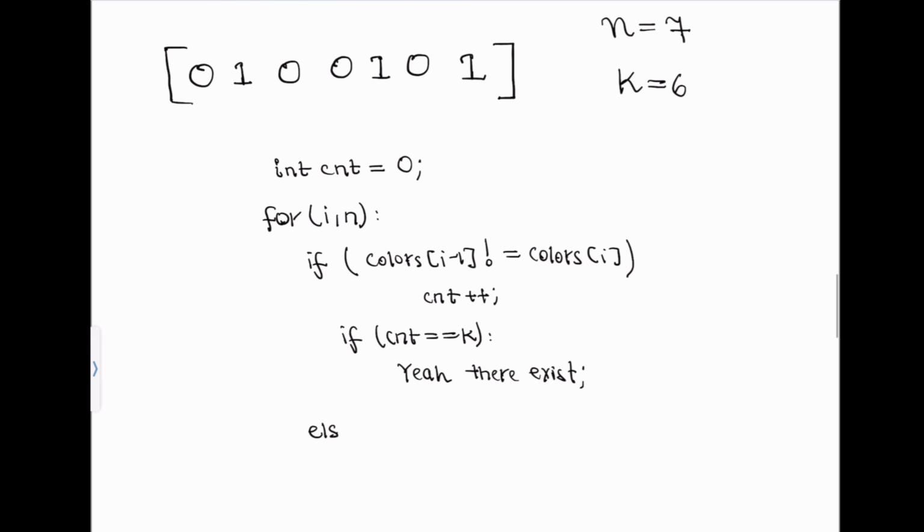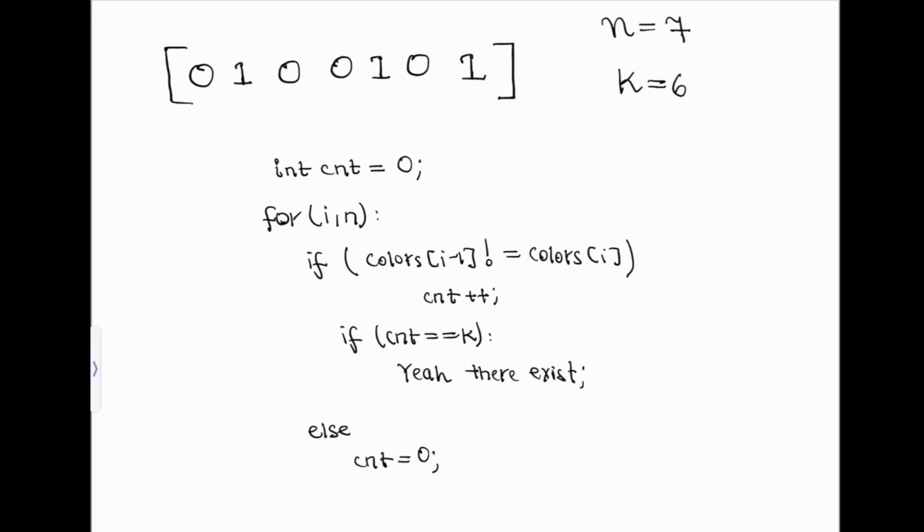And if the value of count becomes equal to k, then we will simply say, yeah, there exists a group of size k. What if the consecutive elements become equal? What if this condition is not satisfied? Then we will reset our count back to 0, right? This is the first thing that comes to mind. Now let's dry run and check if it works.